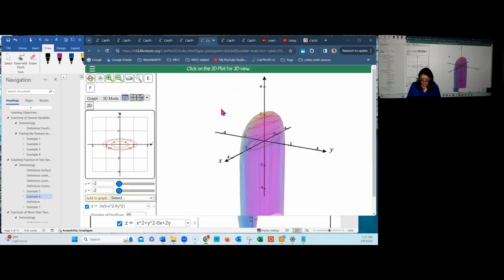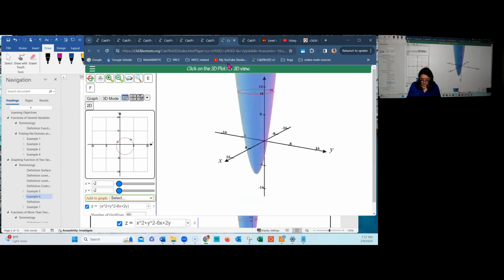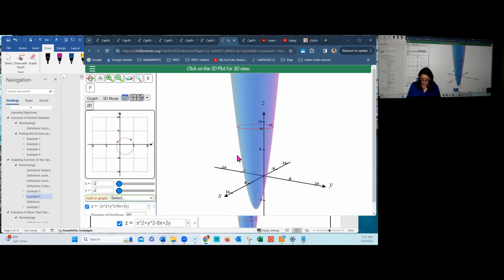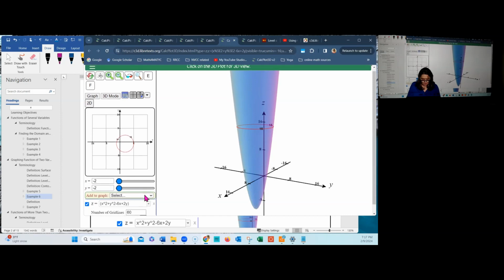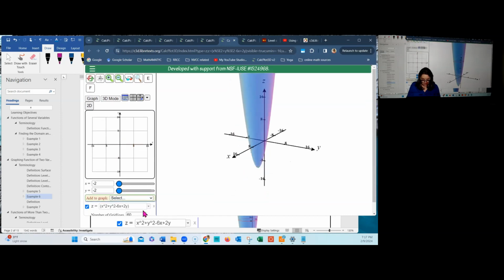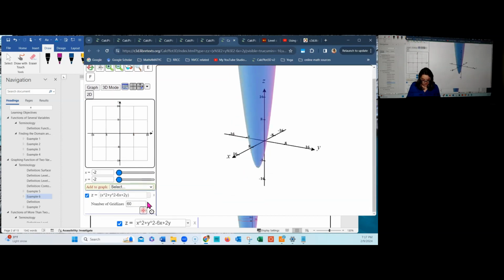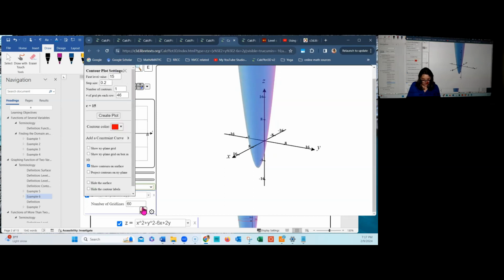Let's take a look at that one now. Not that one, not that one. This one. There we go. I'm going to drag it down. So again, you can see this here. If you want to see it in the 2D plane, you can look at the 2D trace plane, or you can return to the menu, click on the contour plot symbol, and then we'll click on create plot.